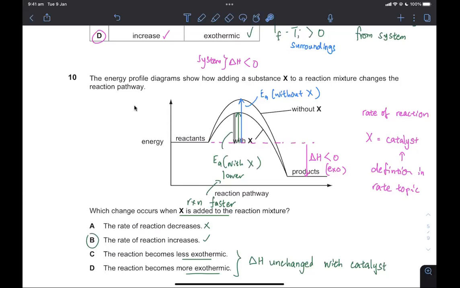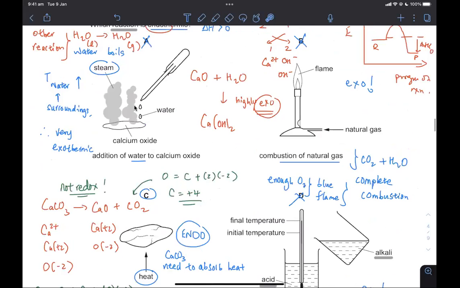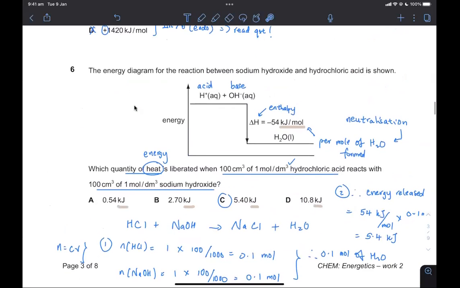Number 6. So the rest of you, if you already have your questions answered, you don't really have to stay. Huh? This is another neutralization equation.